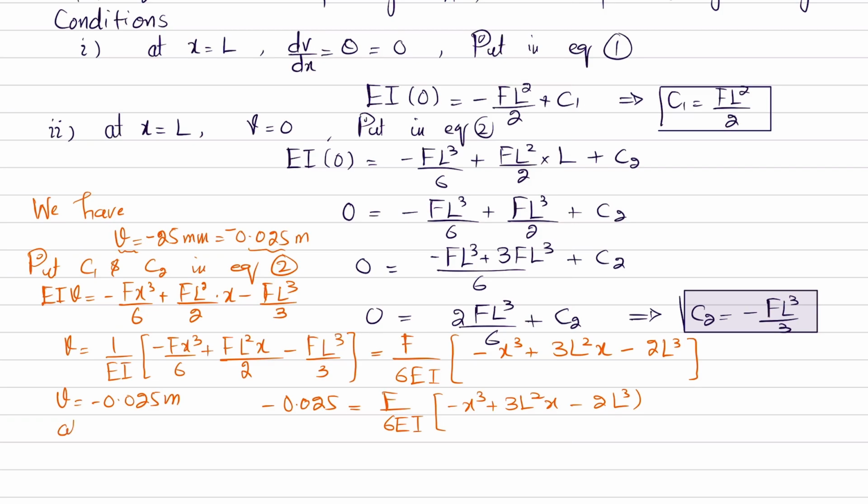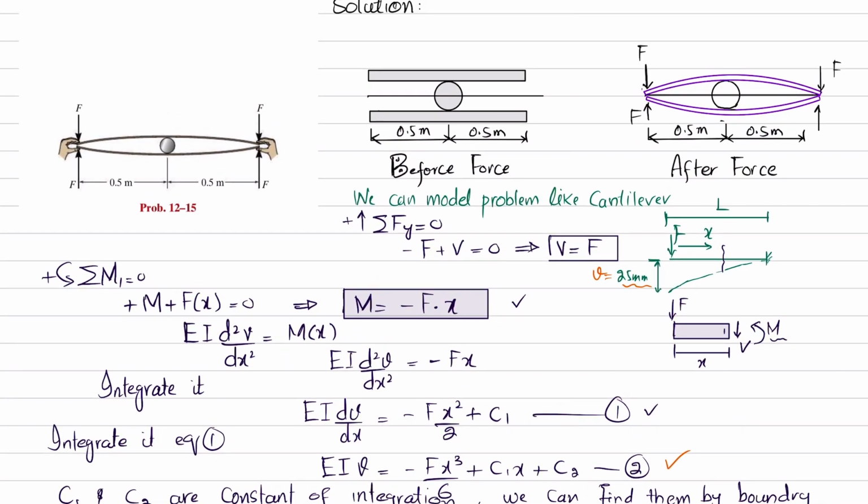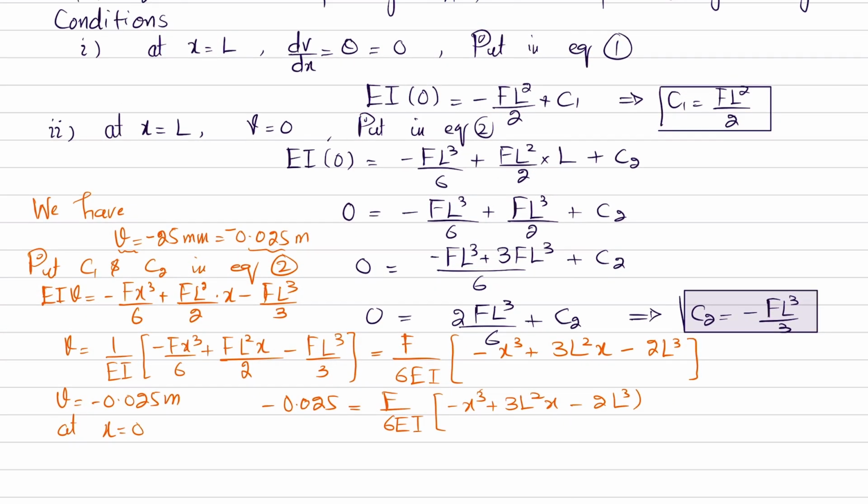So you can check here that the x is equal to 0. So we will put all the x as 0. So this will be 0 and this will be 0. So we will be left with F over 6EI into minus 2L cube. Okay. So we are interested to find out F. So F will be equal to 6 times EI into minus 0.025 divided by minus 2 into L cube.